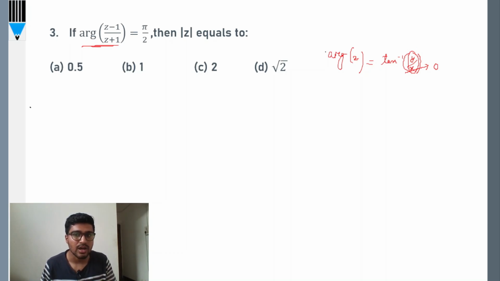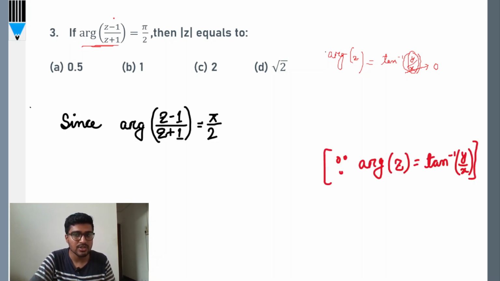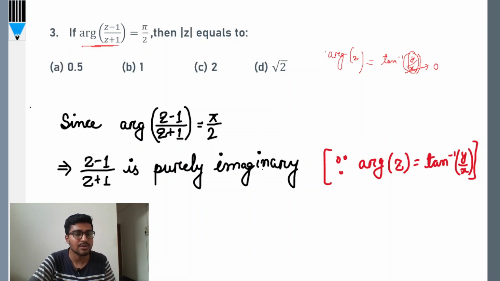So x is 0, meaning it is just the imaginary part. We have to know that (z minus 1) by (z plus 1) has just an imaginary part, no real part. So let's move forward. The argument is tan inverse of y by x. In this case it is not z, it is (z minus 1) by (z plus 1). So this whole is a function, and the real part has to be 0, just the imaginary part. This is purely imaginary, as I said, right? So (z minus 1) by (z plus 1) is purely imaginary.